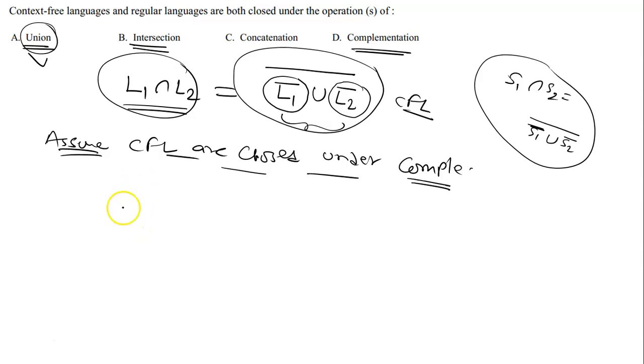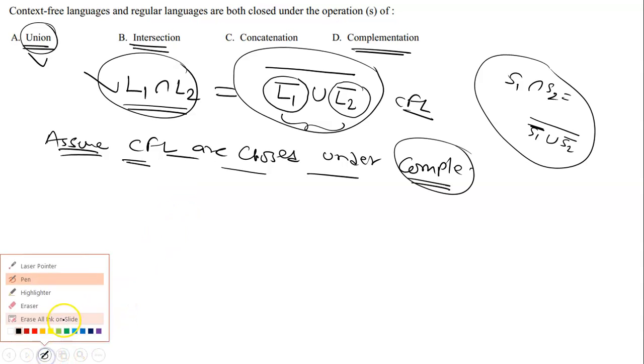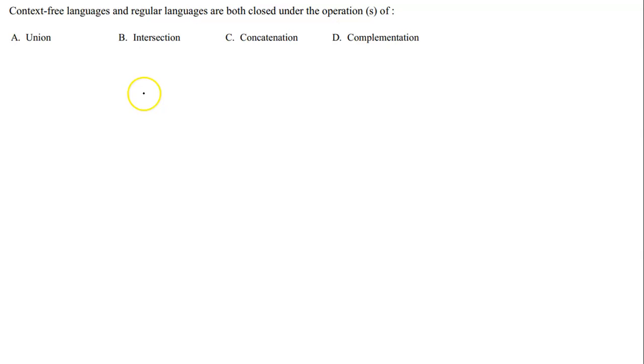That is a contradiction, because we have already seen that the set of CFL is not closed under intersection. If we assume that CFLs are closed under complementation, we get the contradiction that the set of CFL is closed under intersection, which is not true. Hence our assumption is not true, and we can say the set of context free languages is not closed under complementation. So these are your closure properties.